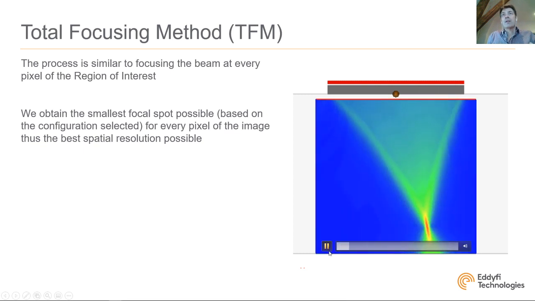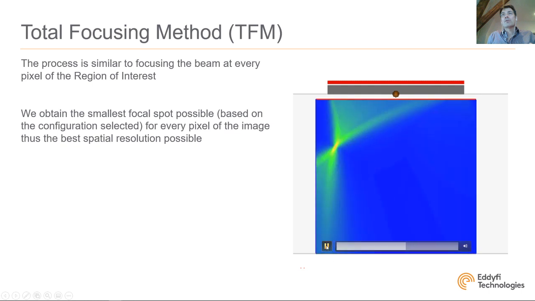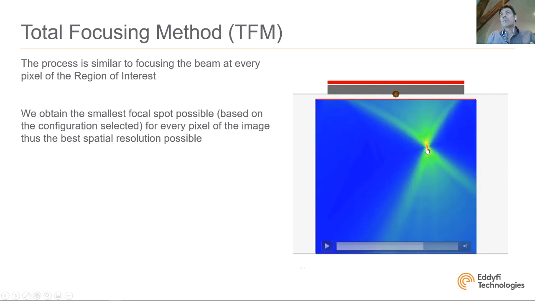So again, just the animation. Let's stop at that pixel. For that particular pixel, the beam is going to focus the energy right here. So for that pixel, I'm going to have a very small focal spot, so I'm going to have the best spatial resolution for that particular pixel. But we do that for every single pixel. So we obtain the best spatial resolution, obviously depending on the configuration you have chosen.